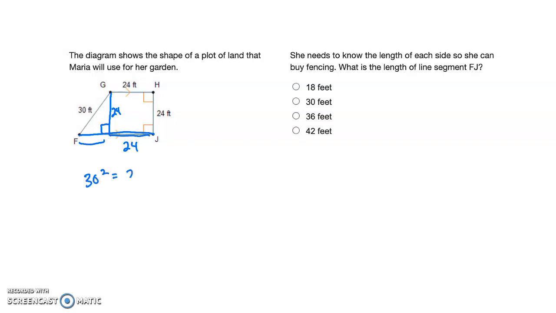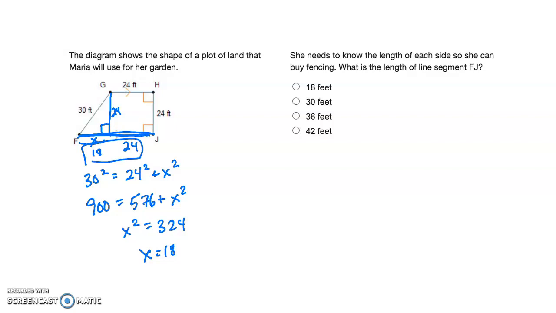30 squared equals 24 squared, we'll call that x, plus x squared. So 900 is equal to 24 squared, which is 576, plus x squared. Subtract 576 from both sides. X squared equals 324, and we take the square root of 324, and we get 18. So this length right here is 18, but to find all of FJ, we need to add those two together, and so that will give us 42 feet.